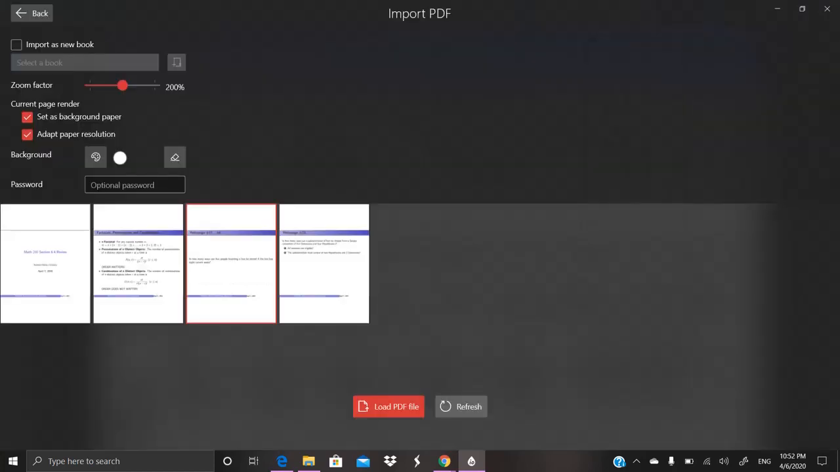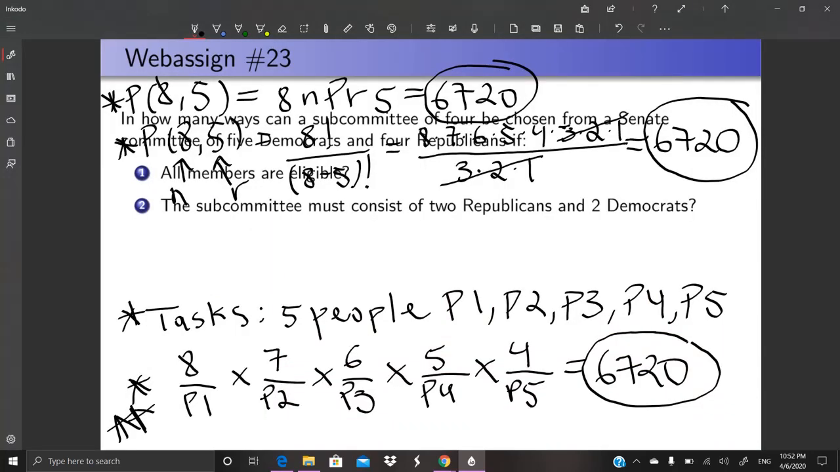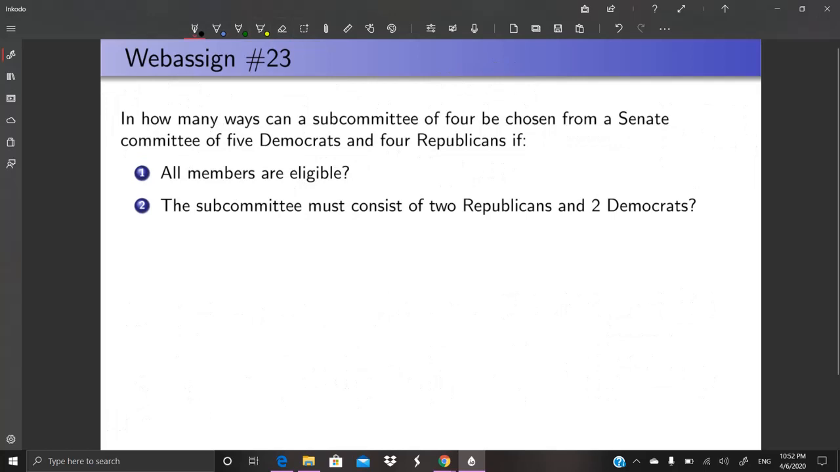And then, all right, let's look at another example. Let's erase all this. Okay, so this is number 23 in 6.4 WebAssign. We're trying to figure out in how many ways can a subcommittee of 4 be chosen from a Senate committee of 5 Democrats and 4 Republicans if, option 1, all members are eligible. Well, the idea is you have to first figure out, does the order matter here, yes or no? If the order matters, permutations. If it does not, combinations.